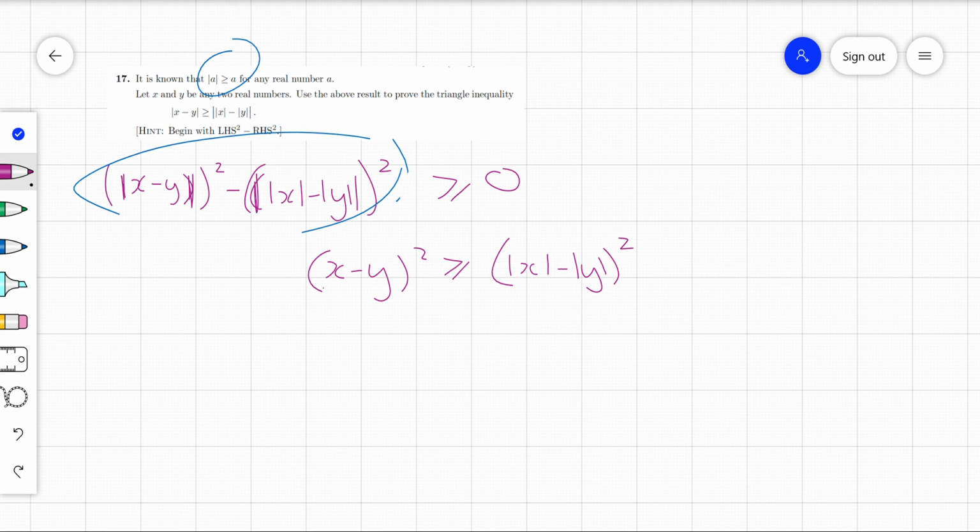I could have kept that in, and I could have kept that in. It doesn't matter if I keep it in or not. So when we square root, because they're both positive, we're all good. We still keep that inequality. So we're just square rooting both sides and getting back to what we want to prove.